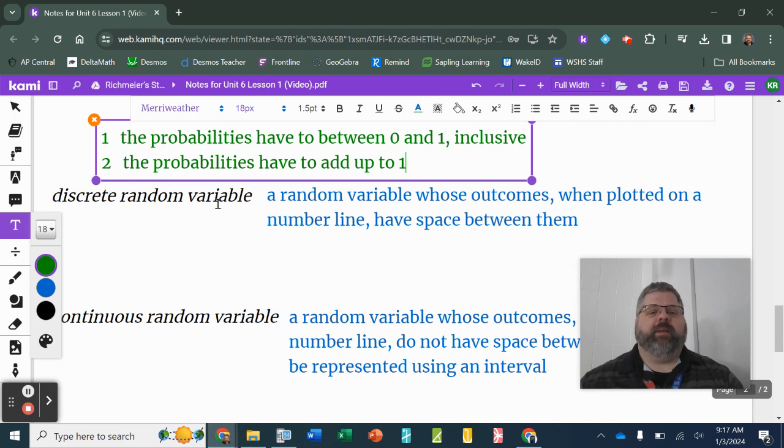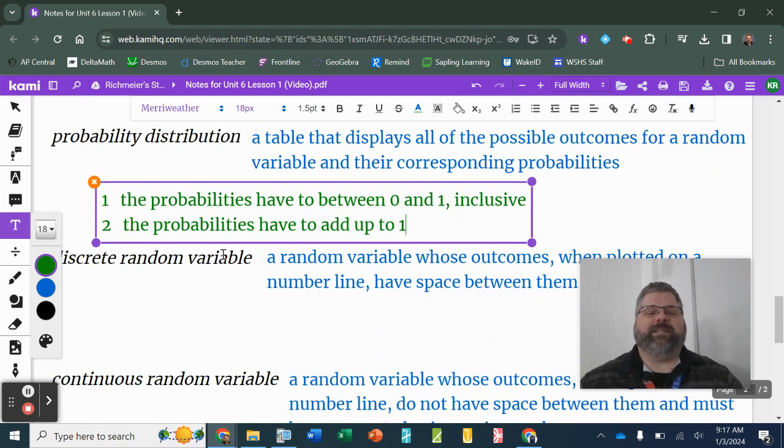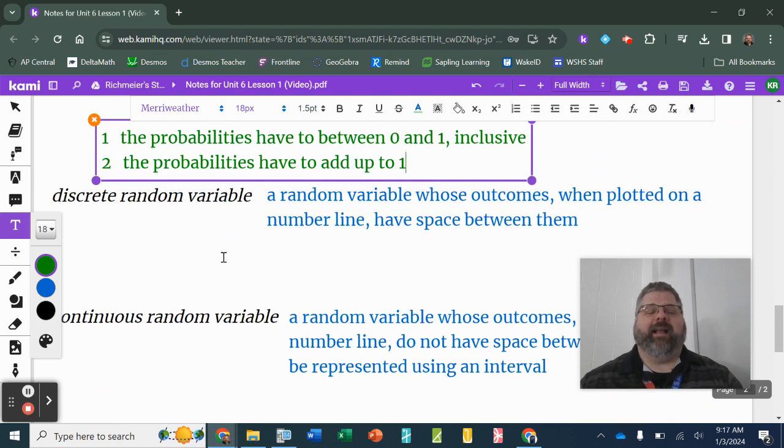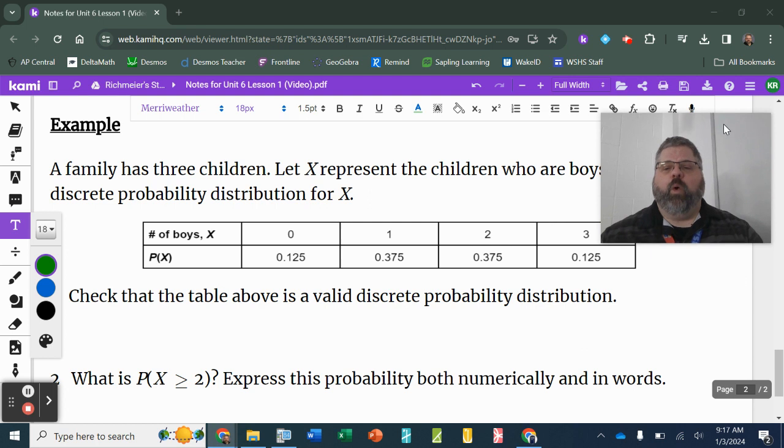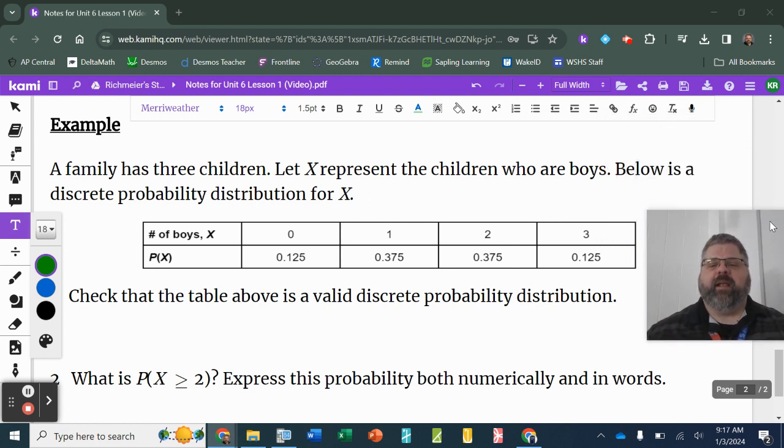So if a probability distribution meets those two conditions, then it's considered to be a valid probability distribution. All right? And don't ever assume that those conditions are met. You always want to make sure that they have been met.